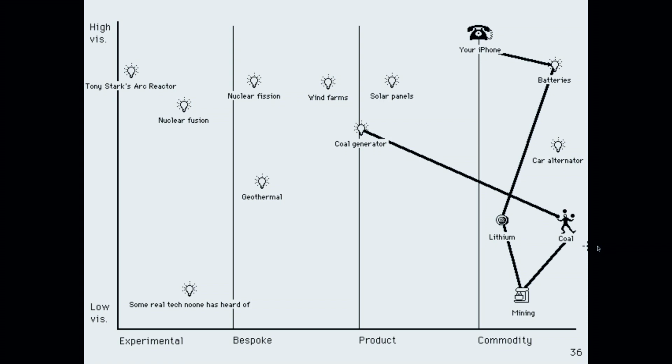And we can go along further to the right, we find things that are more visible. If you're thinking about electricity, you're thinking about these things, so they're near the top. Down the bottom, though, what we don't see is mining the lithium and the coal that goes into the batteries and the coal generator. And when you're dealing with your phone, that's the thing that's in front of you. You're hardly thinking about the electricity that's powering it, unless you're out of battery.